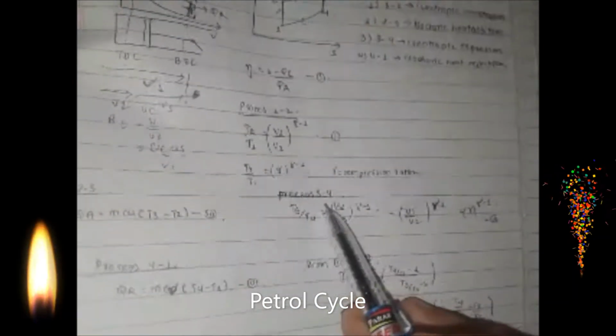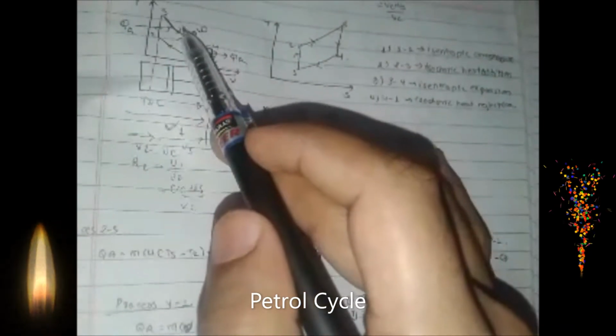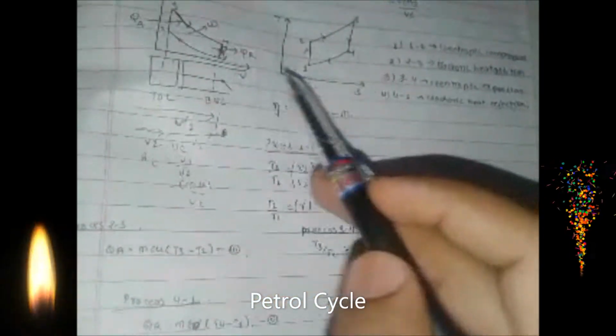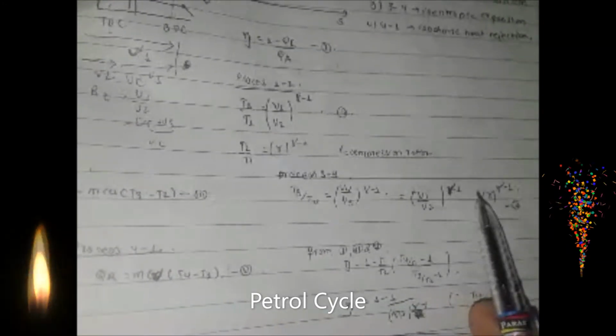In process 3 to 4, which is isentropic expansion, we use the isentropic relation: T3 by T4 is equal to (V4 by V3) to the power gamma minus 1, which is equal to R to the power gamma minus 1, where V1 by V2 is our compression ratio.